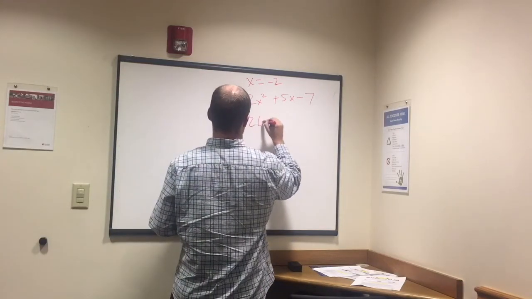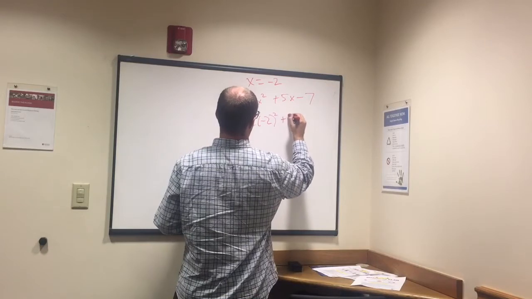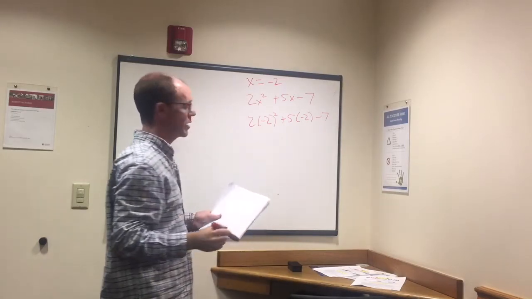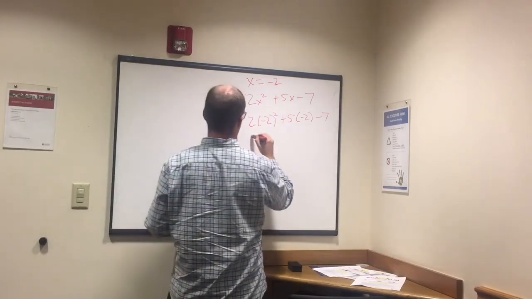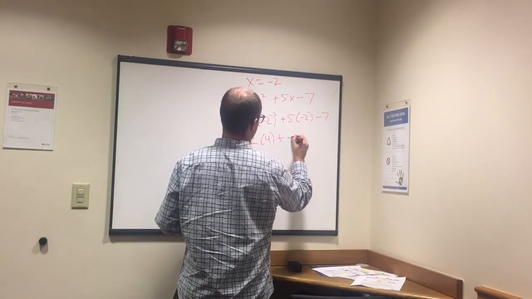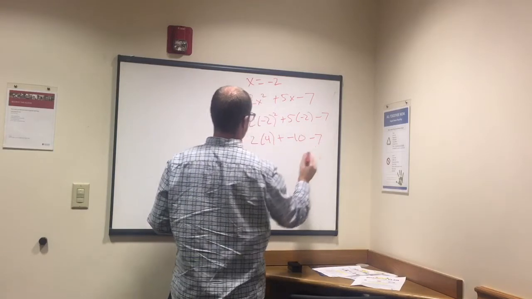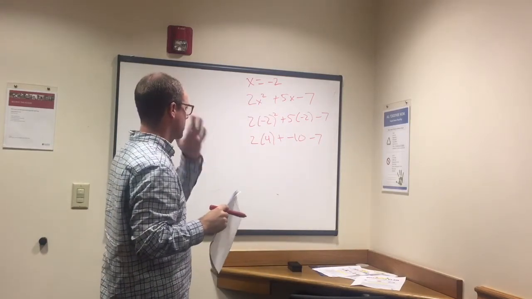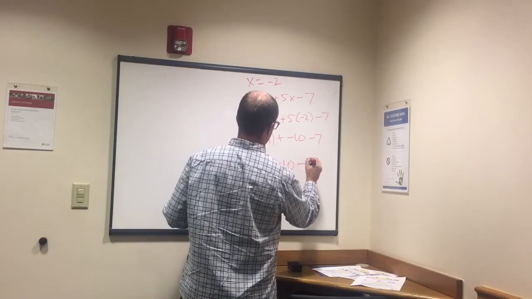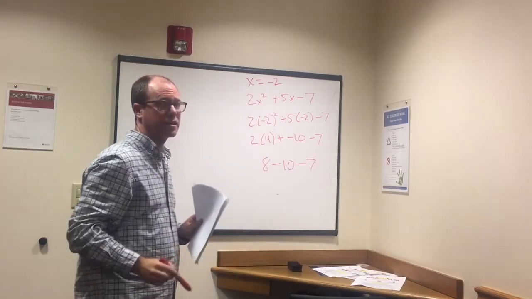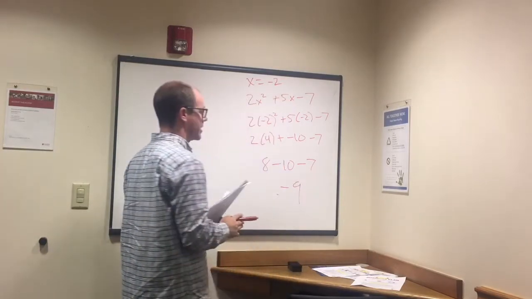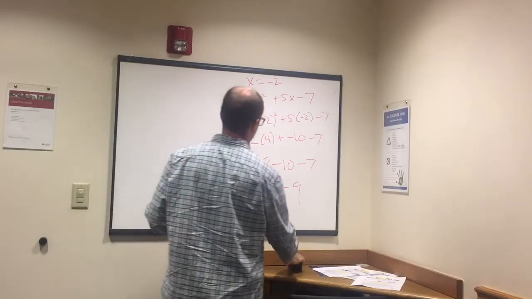So 2 times -2 squared plus 5 times -2 minus 7. What does that leave us with? 2 times 4 plus 5 times -2 is -10 minus 7. What we're left with here: 2 times 4 is 8, minus 10, minus 7. 8 minus 10 is -2. -2 minus 7 is -9. So that's plug in.